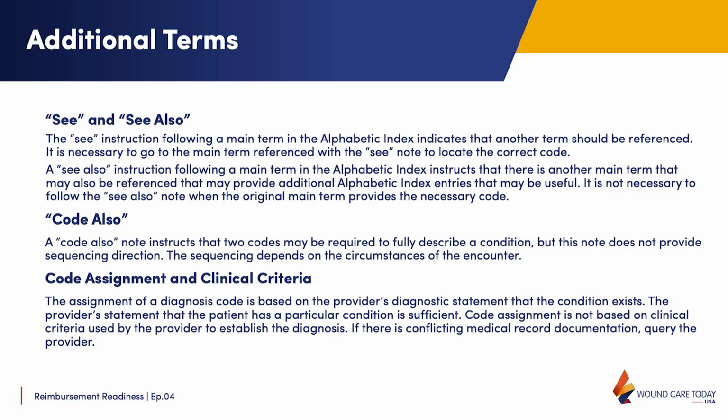And lastly, the code assignment and clinical criteria. I just wanted to note that the assignment of the diagnosis code is based on the provider's diagnostic statement that the condition exists. The provider's statement that the patient has a particular condition is sufficient. Code assignment is not based on clinical criteria used by the provider to establish the diagnosis. If there is conflicting medical record documentation, then you need to query the provider to gain the specificity that you need in order to code the appropriate code for that condition.